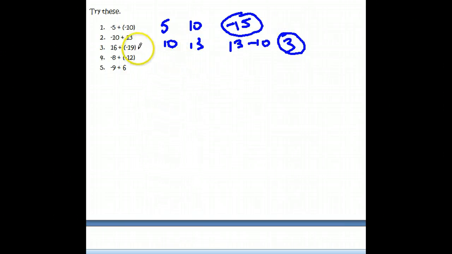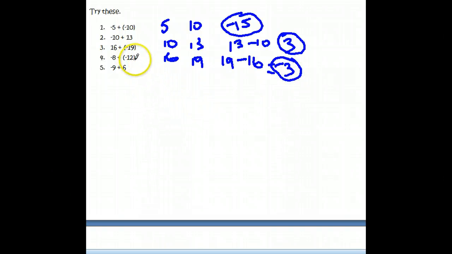All right, number 3, once again, I'm adding a positive and negative. So I take the absolute value of 16, which is 16. The absolute value of negative 19, which is 19. Subtracting smaller from larger, 19 minus 16. I get 3. And then I look back. What's larger, 19 or 16? 19 is larger, and it was negative, so then this is going to be a negative 3.